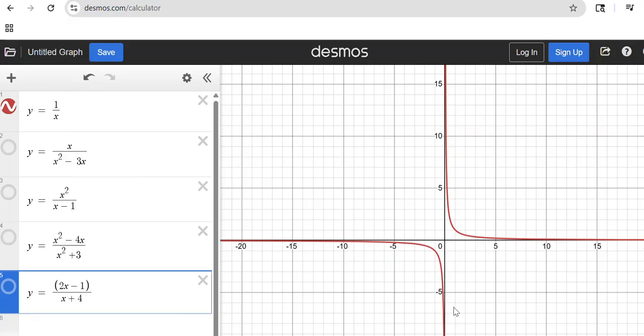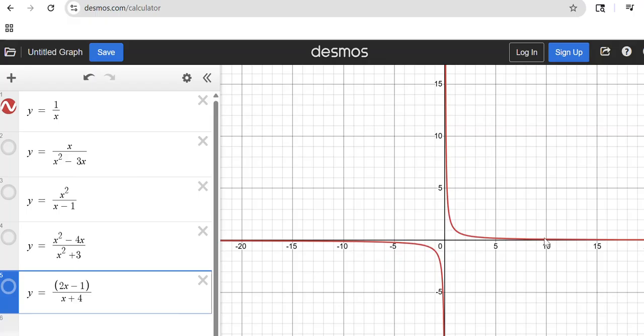And this is a parent graph. So that sheet that I gave you guys before, this would be the parent graph of a rational function. And you can see by the equation on the left, it's 1 over x. There's no adding, subtracting, multiplying, nothing. And so this is the parent graph. And there's a couple things that we should kind of note about this.